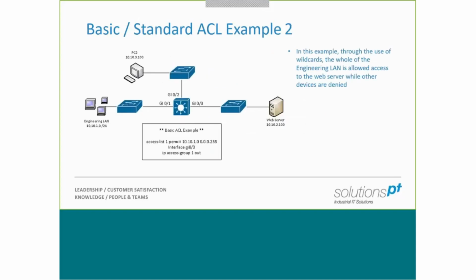Okay, so this one is very similar to before, except instead of just allowing one PC, let's say we wanted to allow an entire network, an entire LAN. In this case, we're saying it's an engineering LAN, so it's a trusted LAN. We know the devices we've got on there. We know the users using it. We want to trust that entire engineering LAN to talk to the web server. So essentially, we've just used these wildcards.